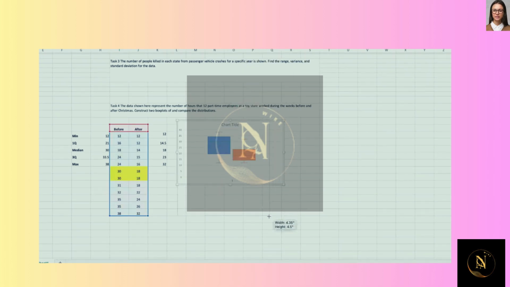And again, you can make this by hand too. But here's my comparison. We can see that the before is spread way more out. Not way more, but it's spread wider.